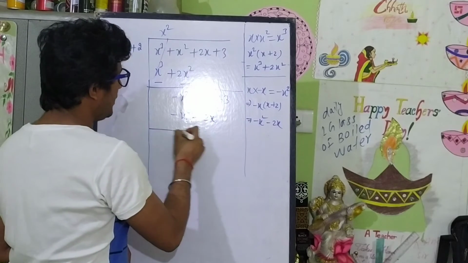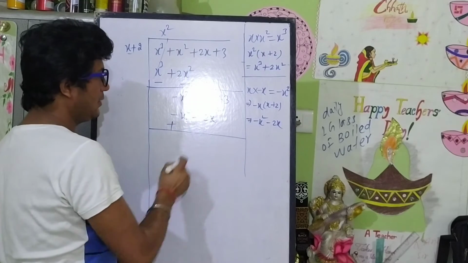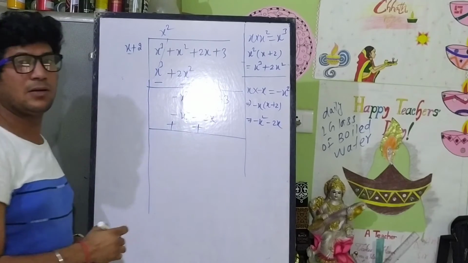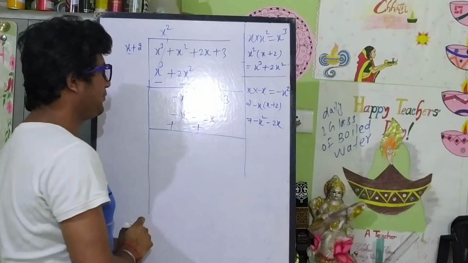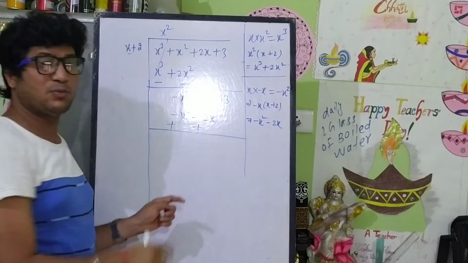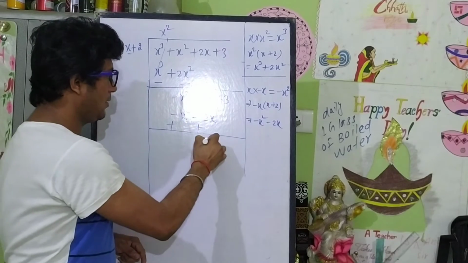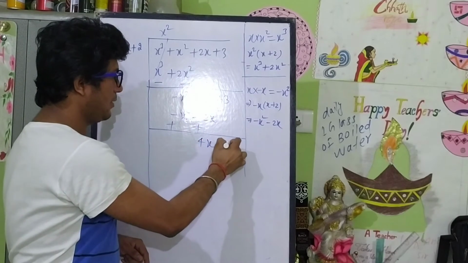Now after this, changing the symbol. This is minus, so it becomes plus. This is minus, so it becomes plus. Now we cancel this. Before this was negative, now it becomes positive. So 2x plus 2x is 4x, and here plus 3.